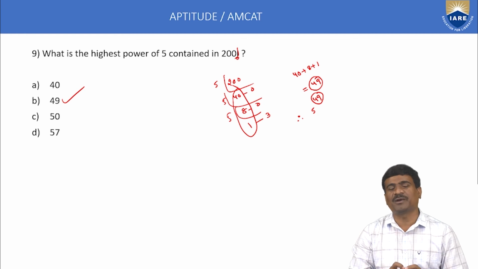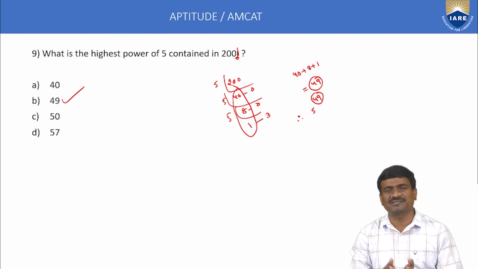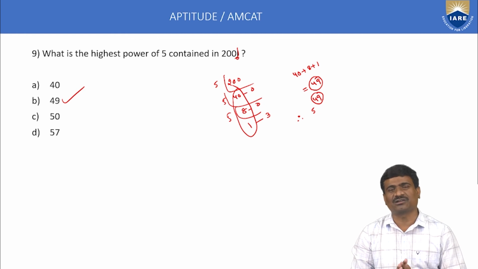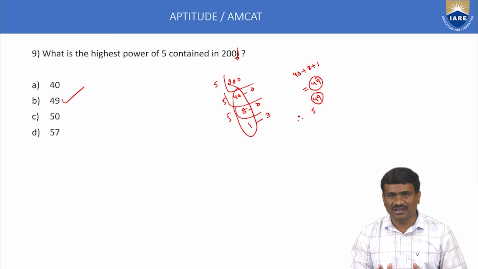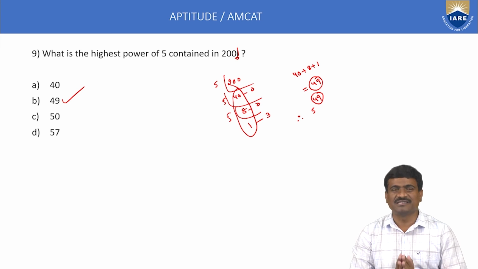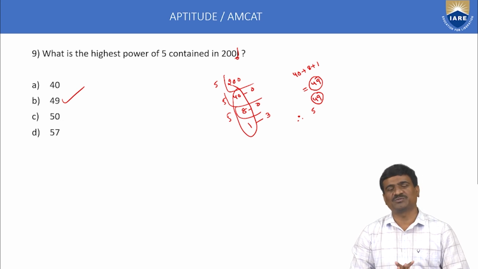In the quant pattern, the total number of questions is 16, time duration only 20 minutes, cutoff marks 60% of 16. That is the cutoff marks. No negative marks. Attempt all questions. This is about AMCAT Quant paper 3.